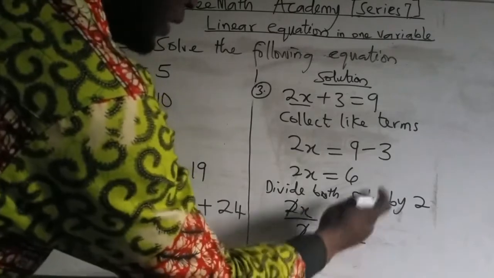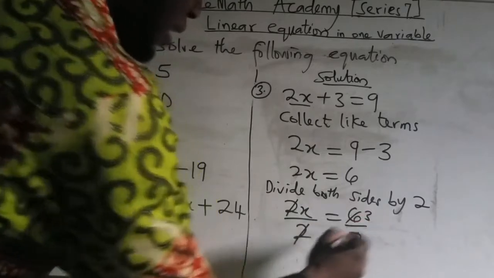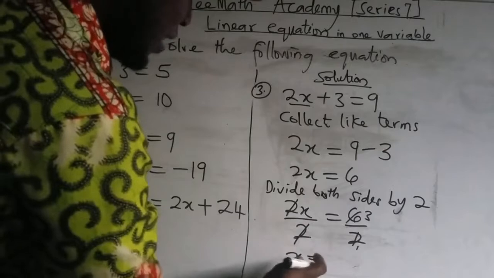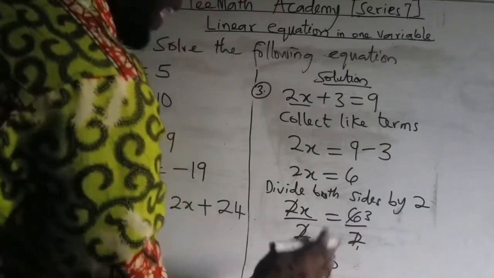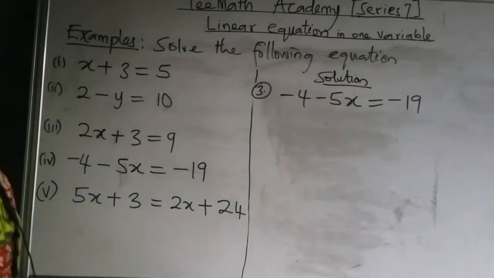Now, you complete this place. 2 can go in 6. 2 in 6 is what? It is 3. So now x is alone, and that is your objective. So x is equal to what is here? 3. So when x is alone, you stop there, meaning that is your answer.